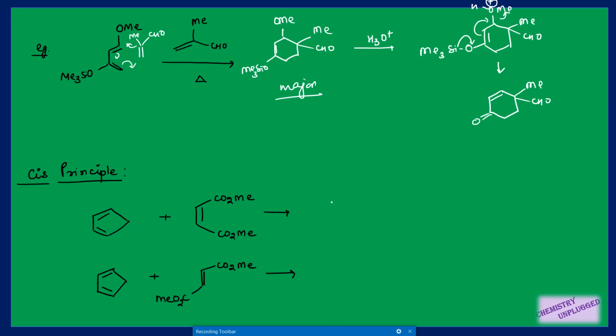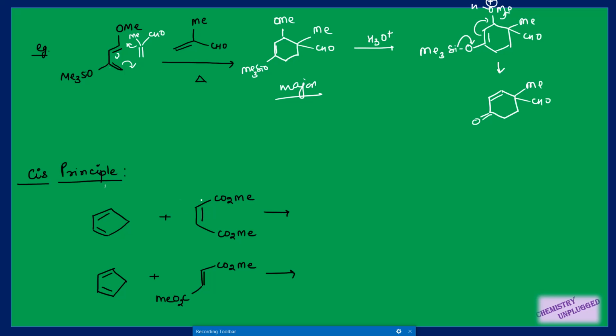Then we will take the next principle, that is the cis principle. What this cis principle says is that whether you are taking your dienophile or diene, in both cases the arrangement of your substituents will remain the same in the final product also. Means, for example, in this case I have a Z alkene here, this is my Z dienophile.